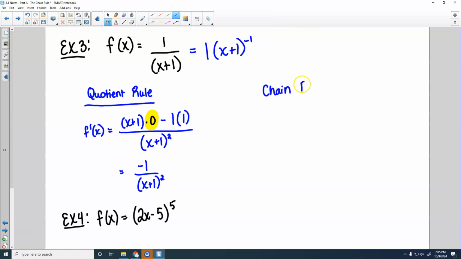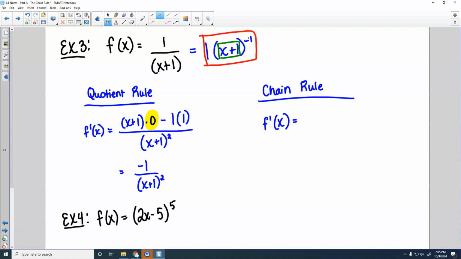You do not have to use product rule here because 1 is just a coefficient. It doesn't have an x with it. So there are times that you'd have to use the product rule, like with a chain rule in it, but you don't here. So f prime of x, if we're using the chain rule, our inside part is x plus 1. Our outside part is this something to the negative 1 power. Obviously, that 1 right there is not necessary to write.